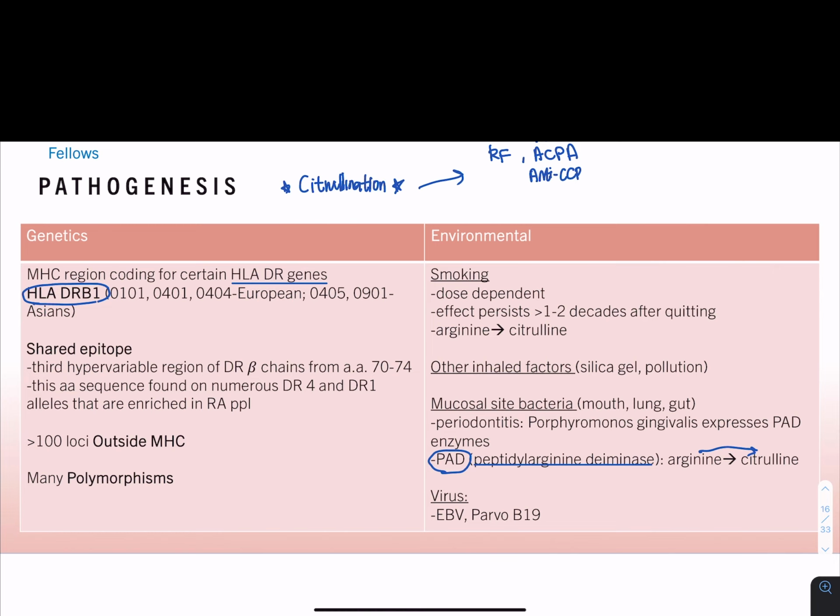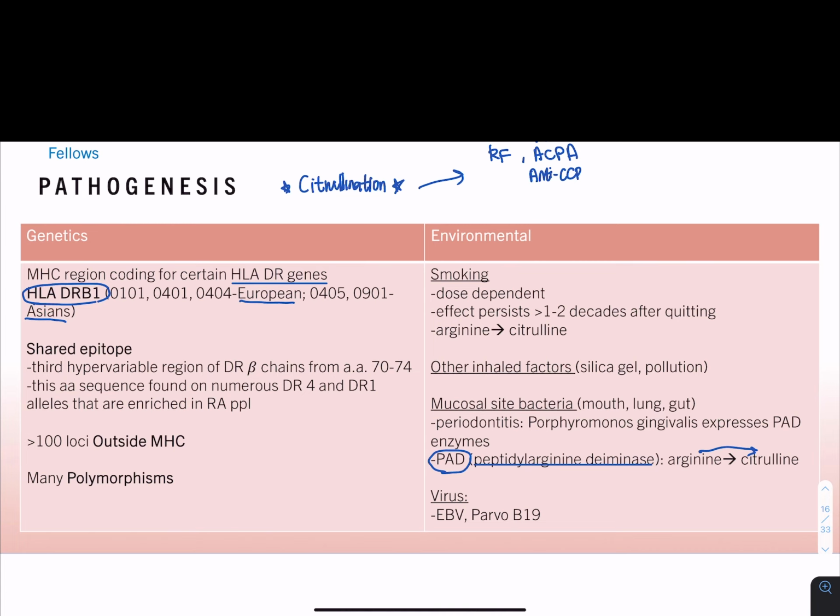DRB1 0401, 0404, 0408, 0405. There are racial associations with these alleles too. So the most common HLA-DRB1 susceptibility alleles include 0101, 0401, 0404 in individuals of European ancestry, and 0405 and 0901 in individuals of Asian ancestry. There are multiple less common alleles associated with rheumatoid arthritis, but I won't name them all here.